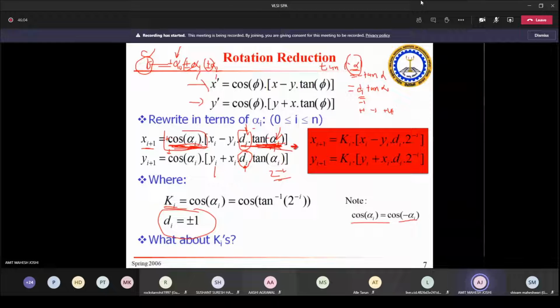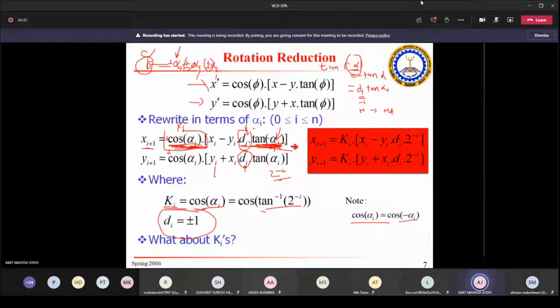But the problem is with this cos alpha. Now as I said, कि हम सिर्फ इसको एडिशन और शिफ्टिंग से रिप्लेस करना चाहते हैं, तो this trigonometric term is creating a problem. So what I am trying to do, I am trying to consider this as k of i. That means I can find k0 when k0 is cos alpha 0, k1 is cos alpha 1, k2 is cos alpha 2, like that. So this k i I am considering cos alpha i.